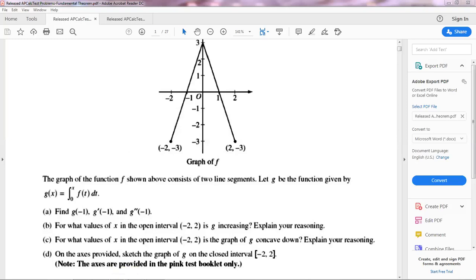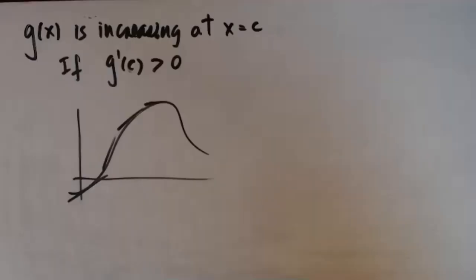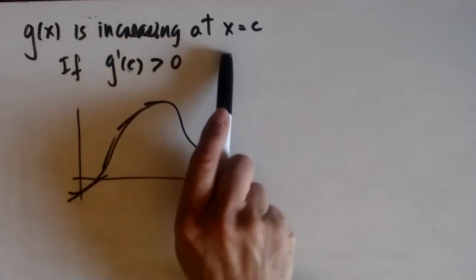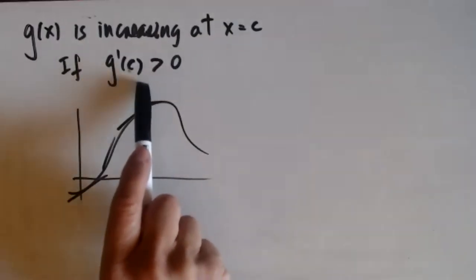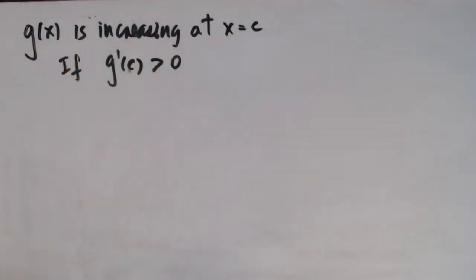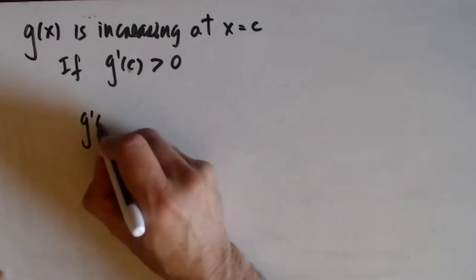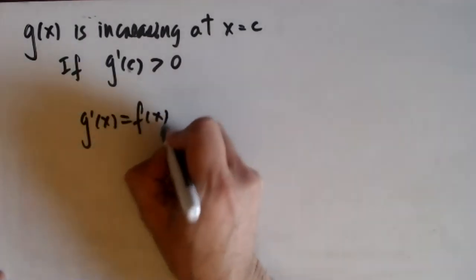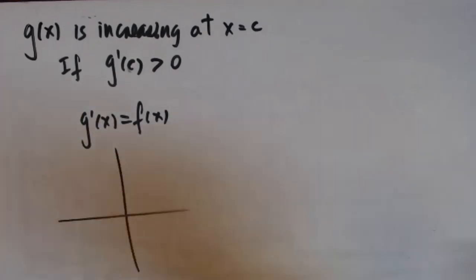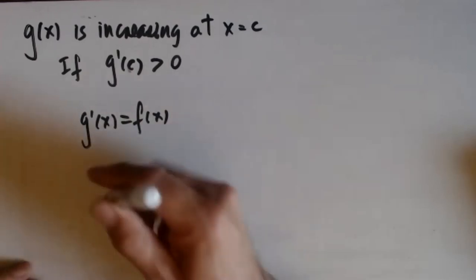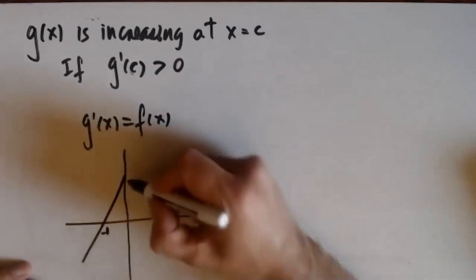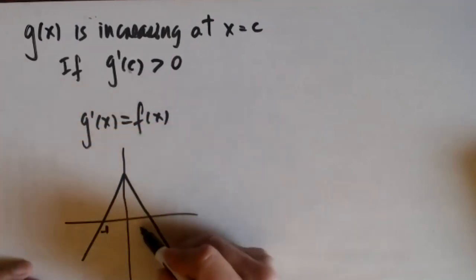The explanation is exactly what I drew here, correct? So the function is increasing at a point if the derivative at that point is positive. That's correct. So then you translate exactly as you did. So g prime of x equals f of x, right? Now you catch the graph. So remember the graph is pretty much like this: positive, negative.